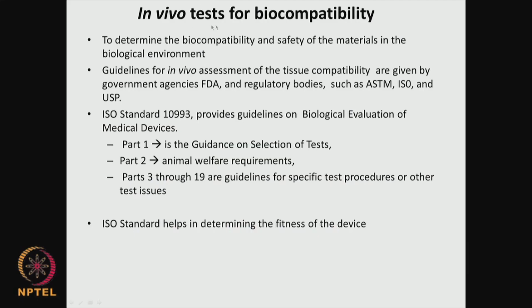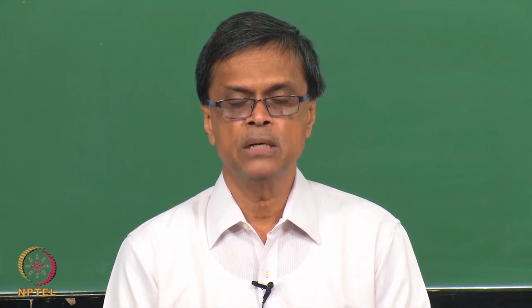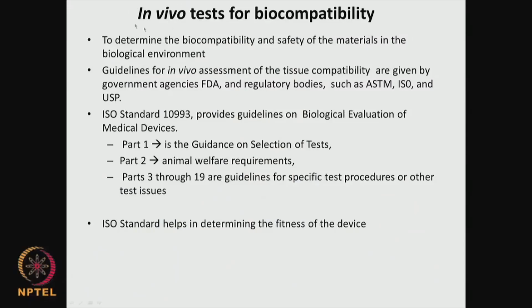Now comes the next step where you are taking the biomaterial to animals, that is called in vivo, to determine the biocompatibility and safety of the material in the biological environment. Whatever we do in the lab, still it is not really biological. I can use different types of cell lines, I can take the blood plasma, red blood cells, but still it is not really in vivo, but when we take it to an animal, then it becomes in vivo.